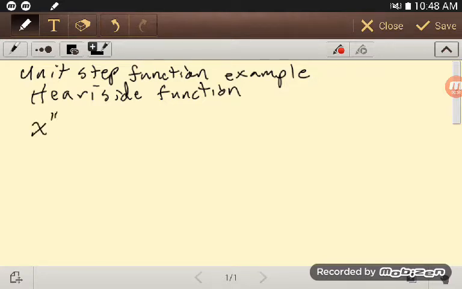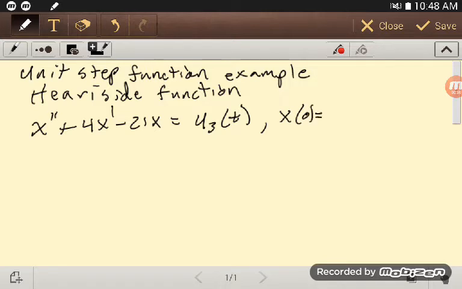We have x double prime plus 4x prime minus 21x. We've got that part. Now we'll do the unit step function that jumps up at t equals 3. And we have the same initial conditions we had before, x(0) equals 1 and x prime(0) equals 0. So we do what we have been doing.